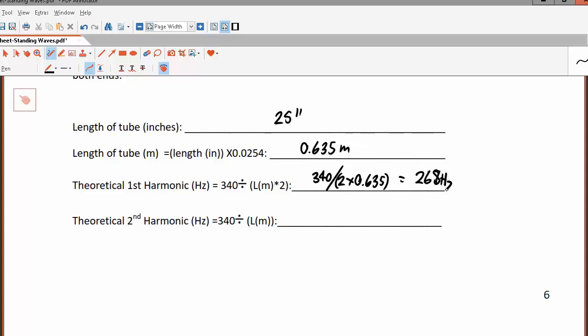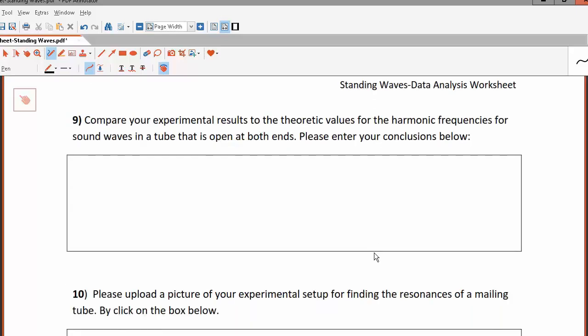268 Hertz. And then the theoretical value for the second harmonic is going to equal 340 over the length, which is simply just double the value for the fundamental frequency, which gives me 535 Hertz for the theoretical values. And then once again I can compare the theoretical and the experimental values I obtained for the harmonic frequencies of the sound waves in the tube that was open at both ends.